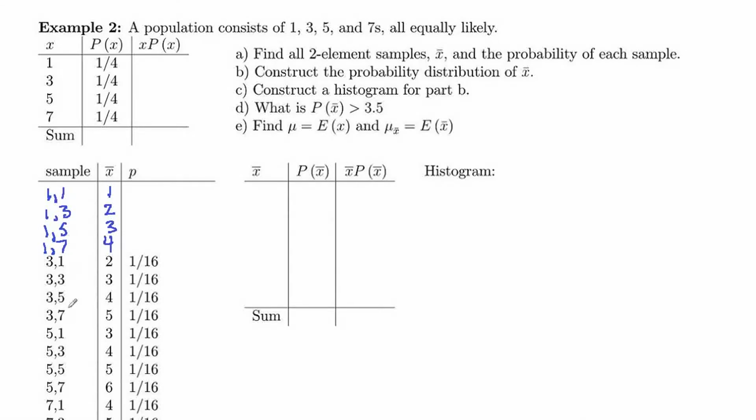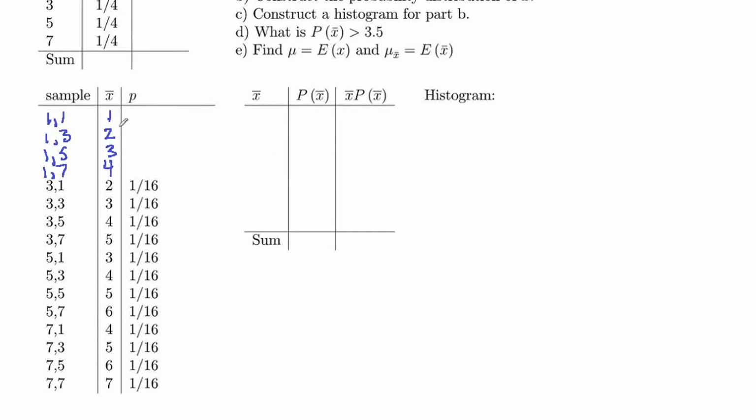And then the probability of each one of these samples, again, there are 16 samples here. So each one of those, since the first and second elements are equally likely, those samples will be equally likely. They'll each have 1/16th chance of being chosen. So 1/16th all the way down.